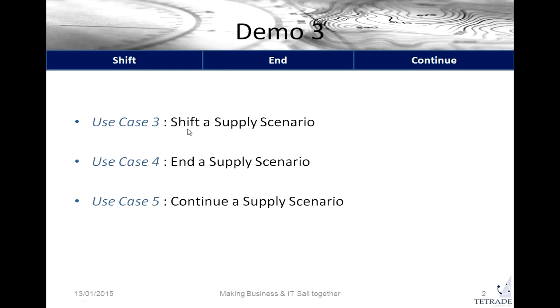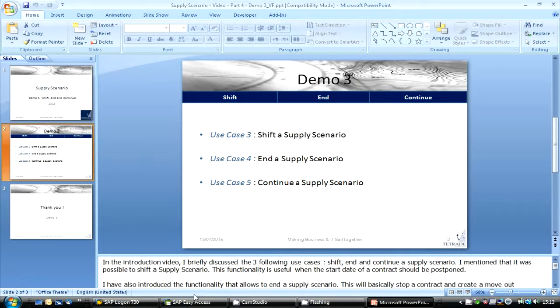I have also introduced the functionality that allows to end a supply scenario. This will basically stop a contract and create a move-out document. And finally, I mentioned the possibility to implement a functionality in order to continue an ended contract. During the demo in the system, I will apply those three functionalities in a row to one single POD. Let's jump into the system.